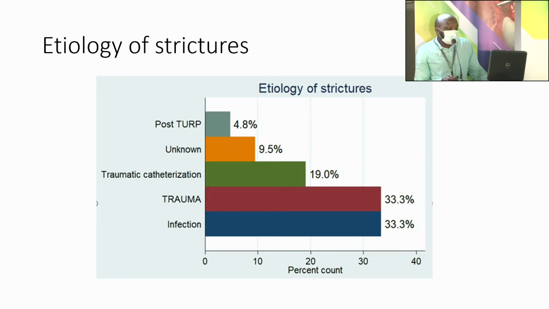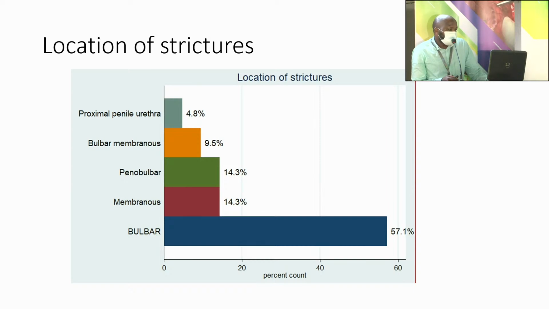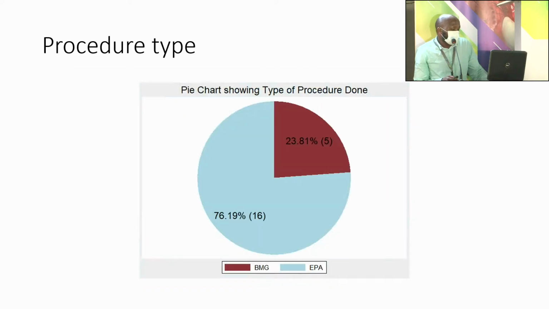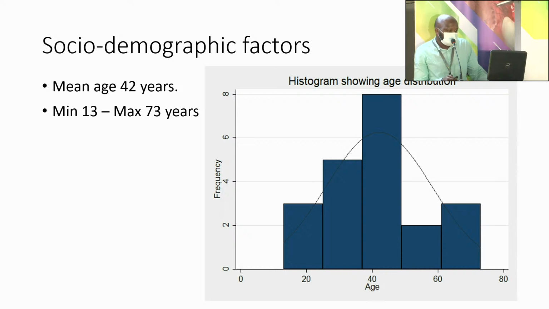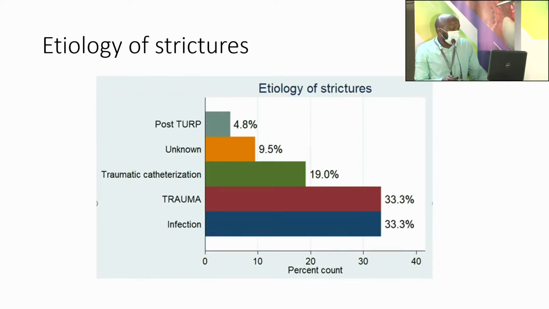penile at 4.8. Most of the procedures done were EPA at 76.2% compared to BMG at 23.8%. On etiology, infection was most common, with trauma at 33%, followed by traumatic catheterization. Idiopathic were 9.5, and post-TURP was 4.8%.